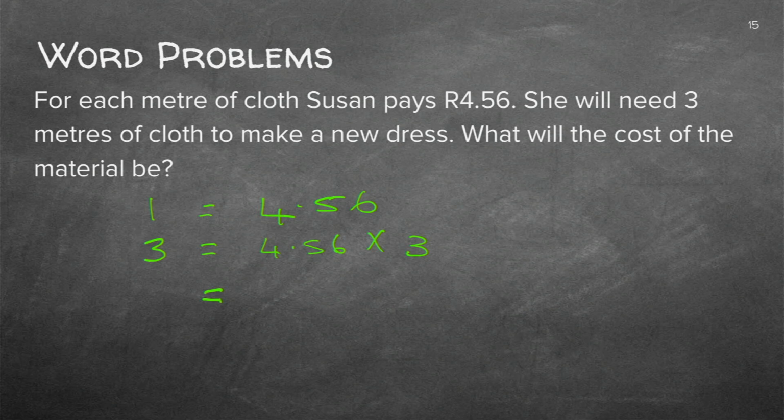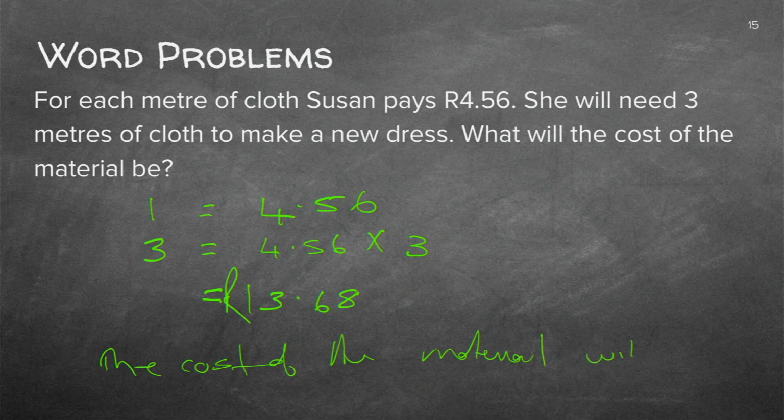So let's work this out quickly. 3 times 6 is 18. Right, so then remember, if it's a word problem, we must write the cost of the material will be 13 rand and 68 cents. Remember, we've got to answer it the way they ask it.